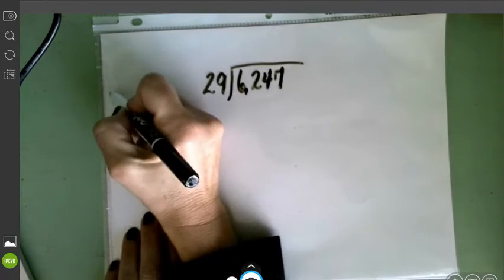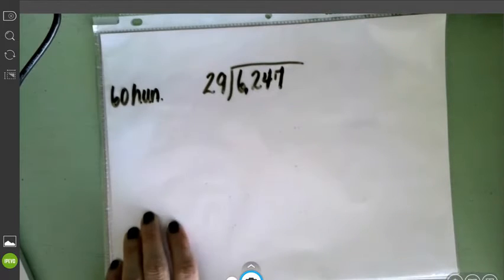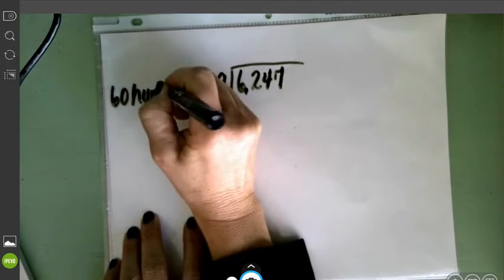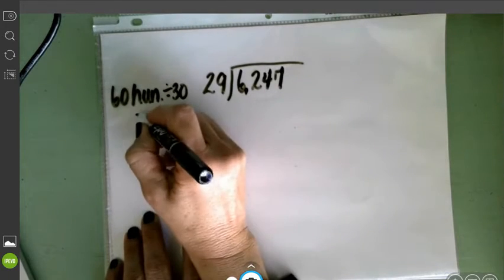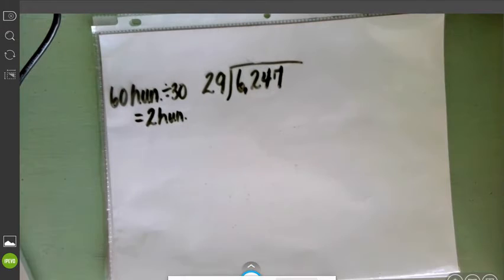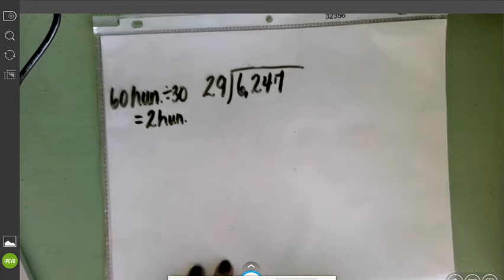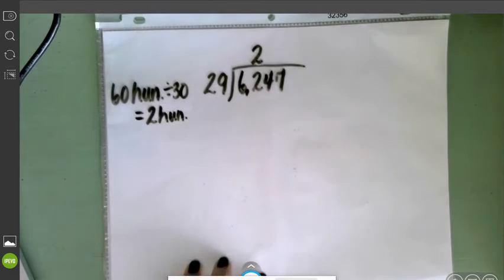Good. I hope you said 60 hundreds divided by 30 is equal to 2 hundreds. Let's record 2 in the hundreds place of the quotient. What is 2 hundreds times 29? Solve on your personal whiteboard.